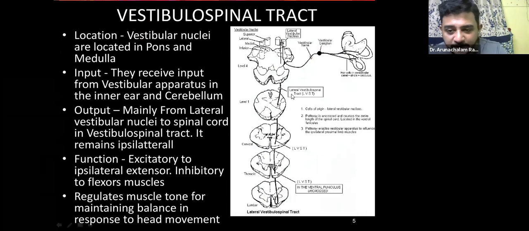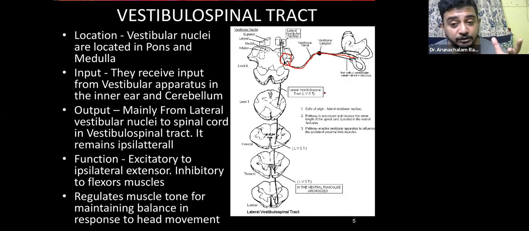Next is the vestibulospinal tract, a very important tract. The nucleus of the tract is located in the vestibular nucleus, which is located in the pons and the medulla. This nucleus, as I told you, should receive information from some other part of the body. So this receives information from the otolith organ, that is the vestibular apparatus of the inner ear. From the inner ear, the vestibular part sends information about the position of the head in relationship to the body and the position of the body in relationship to the environment.